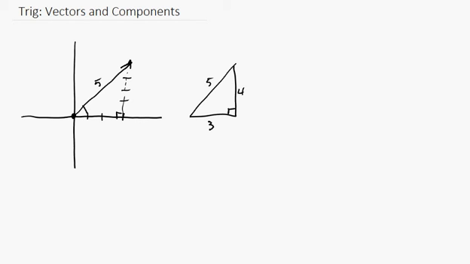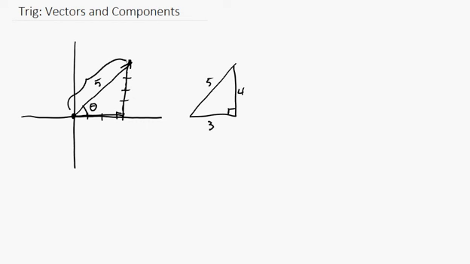I could go at a certain angle here, and then I could go a certain magnitude and end up at a point, or I could go along city blocks here. I can go directly east and directly north to get where I need to go.